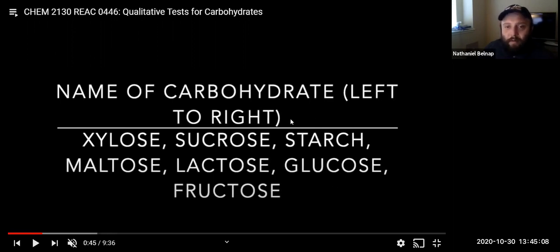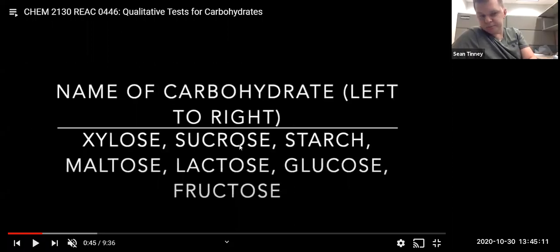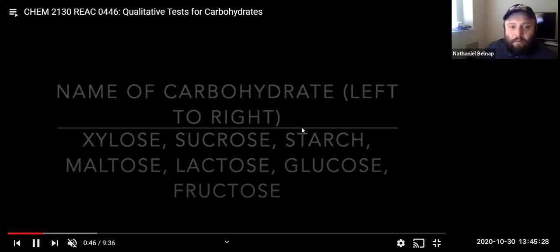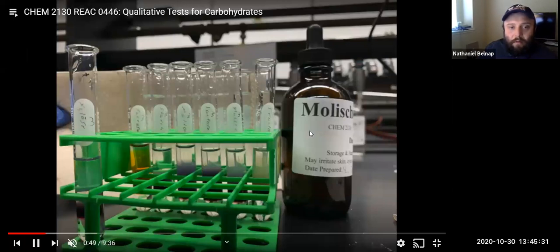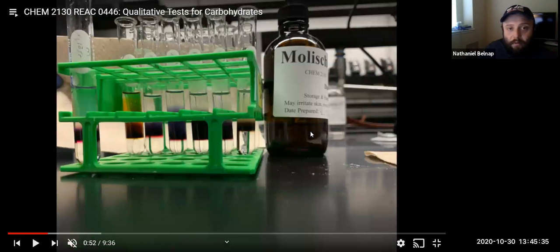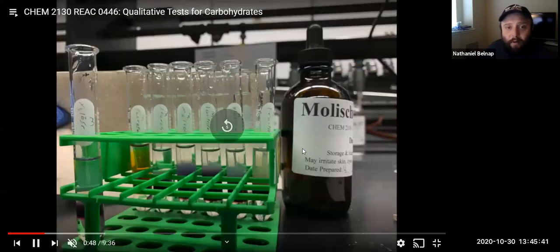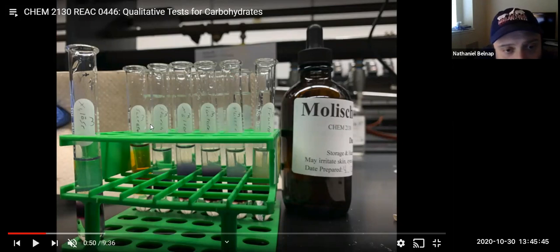So is that what you guys have on your sheet? Yeah, but not in the same order. Not in the same order? Okay, well then I guess we'll just pay attention to which ones are changing colors and which ones are not. So sucrose, starch, maltose, lactose, glucose, and fructose going from left to right. And then there's xylose right here on its own.